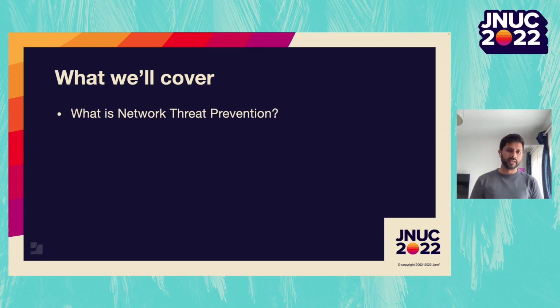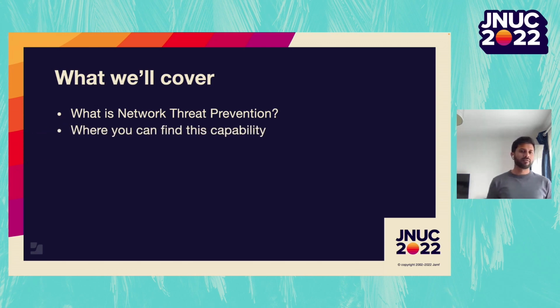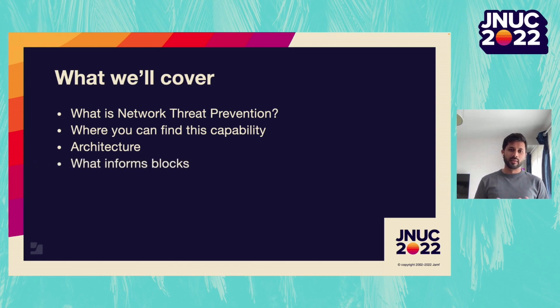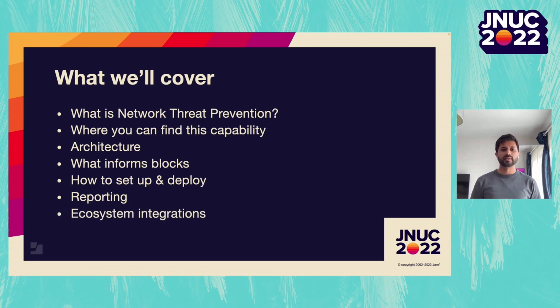So, what are we going to be talking about? First of all, what is network threat prevention, and what sort of problems does it help you to solve? Which Jamf products and solutions will you find this technology in? How this fits together between the endpoint and the Jamf Security Cloud to deliver a seamless experience. The behind-the-scenes intelligence that powers network threat prevention. How you can set it up and deploy it to your Mac and mobile devices. Reporting. And finally, ecosystem integrations to give you that single pane of view.